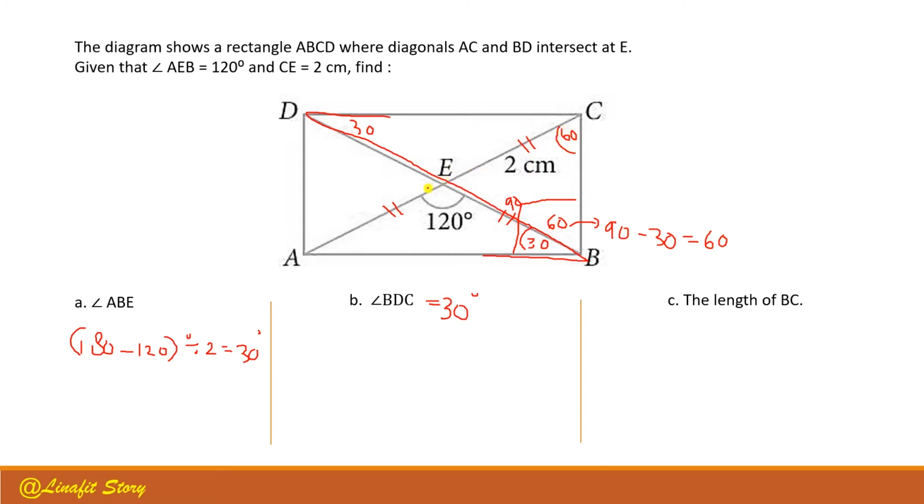And then this is angles on a straight line. This is 120, so CEB is 180 minus 120, which is equal to 60 degrees. So triangle CEB is an equilateral triangle. An equilateral triangle has 3 equal sides. So the length of BC is equal to 2 cm.